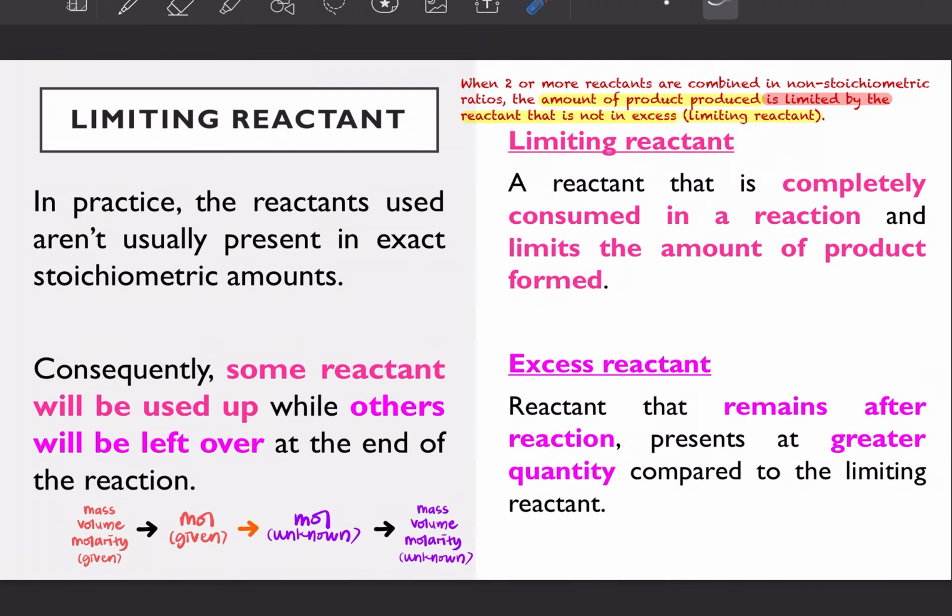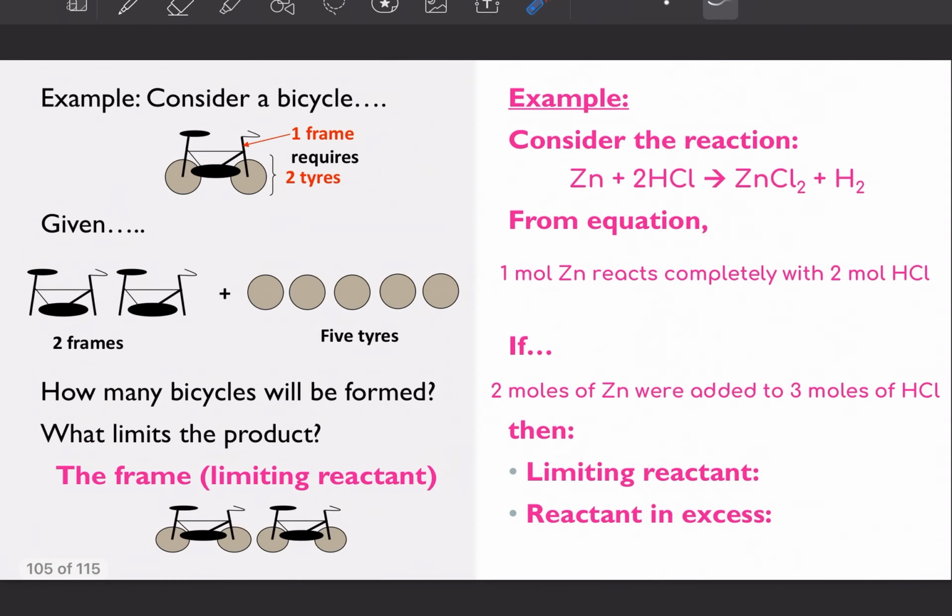So yang lagi satu tu is the excess reactant. Excess maksudnya terlebih. So this reactant remains after the reaction. So you will have extra of this. It is present at greater quantity compared to the limiting reactant. Alright? So let's see how can we understand this concept of limiting reactant. Okay, let's first consider a bicycle.